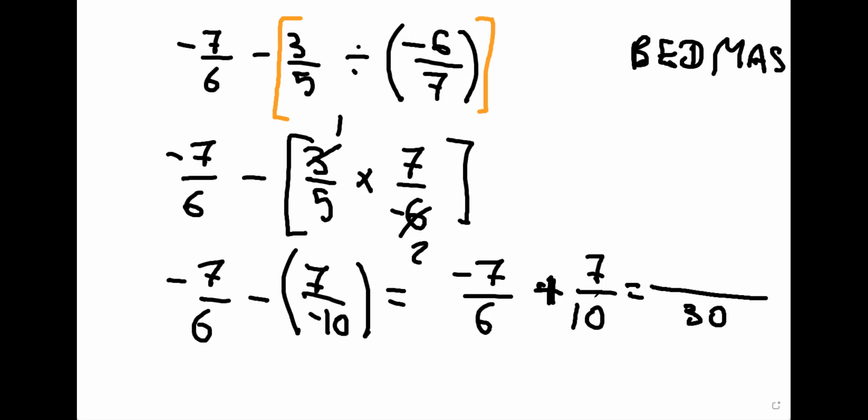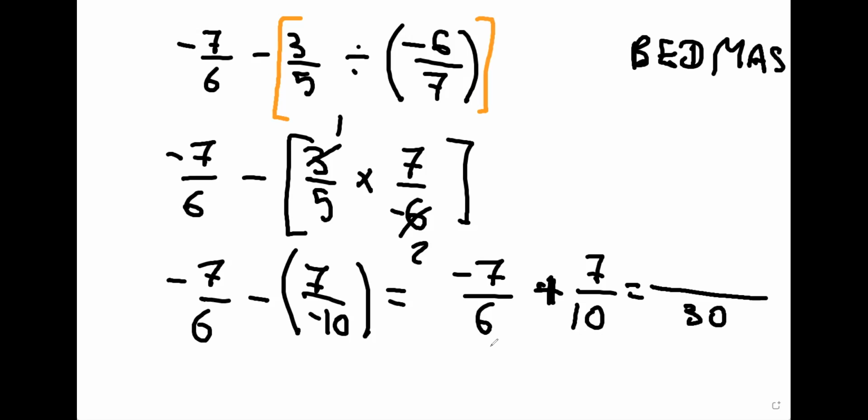How will we find that out? You go to the 10. Does 6 go into 10? No, it doesn't. The next multiple of 10 is 20. Does 6 go into 20? No, it doesn't evenly. So the next multiple of 10 after that is 30. Does 6 go into 30 evenly? Yes, it does. So this is your least common denominator.